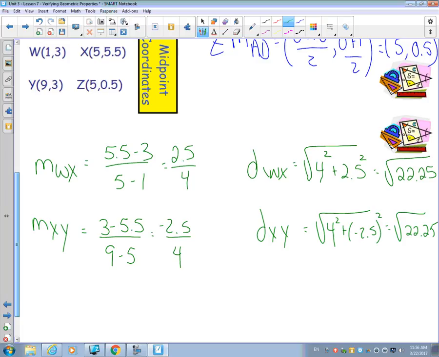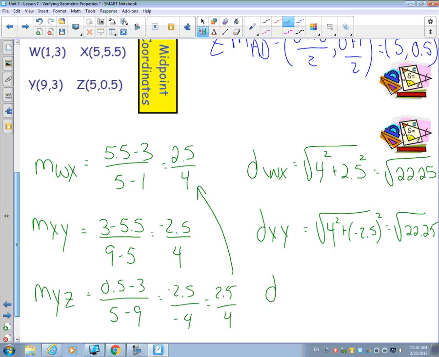Let's try the next one. The slope of Y to Z. Okay, Y to Z, 0.5 minus 3 and 5 minus 9 is negative 2.5 over negative 4, and we know that two negatives make a positive. Now, I've seen these exact numbers right here, so I'm not even going to show the calculation. I'm just going to write down that YZ is the square root of 22.25. You don't have to show it if you know it, and you do know it because you've seen those numbers. If they were different numbers, you'd show it.